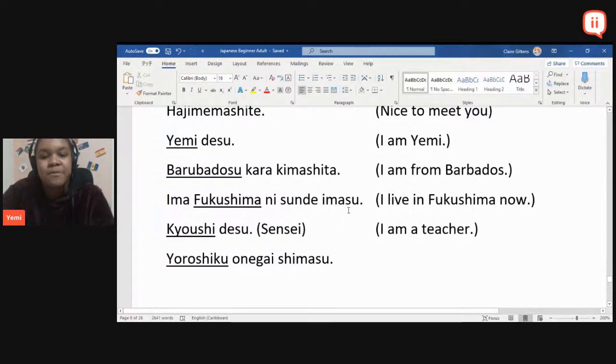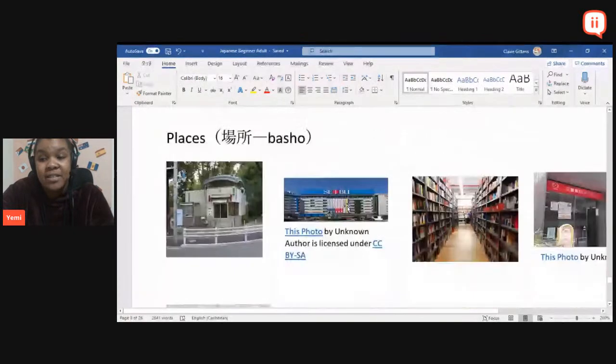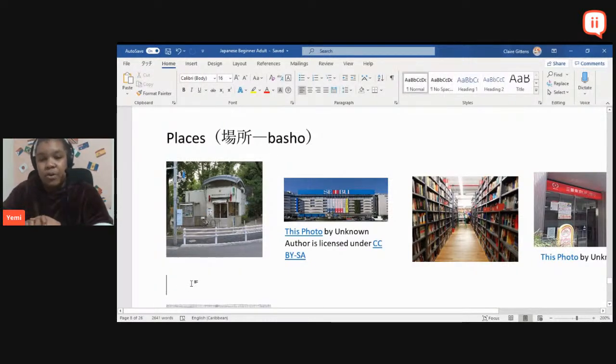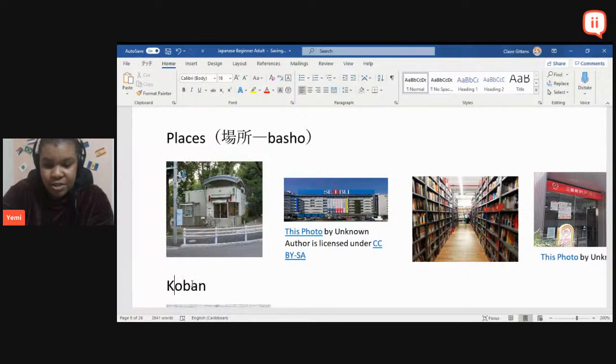Yoroshiku onegaishimasu. Okay. So next, today we're going to learn some places. Okay. So this first place here is a police box. And it's called koban. It's a long O. The long O is usually represented by OU, koban. Okay, let's try pronouncing. Koban.